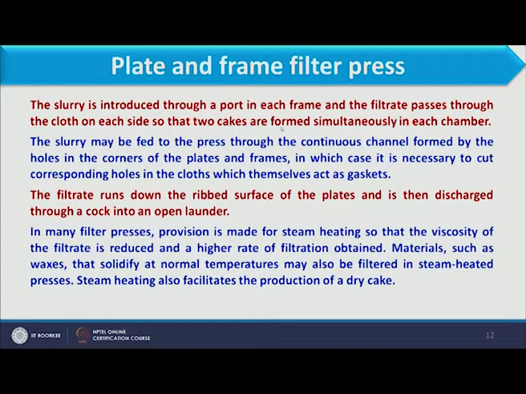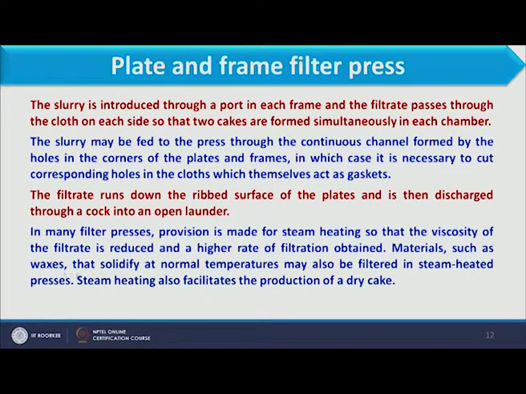If you see this slide, the above three points show the basic principle which I have already explained to you. Further, we should note that in many filter presses, provision is made for steam heating, so that the viscosity of the filtrate is reduced and a higher rate of filtration is obtained.